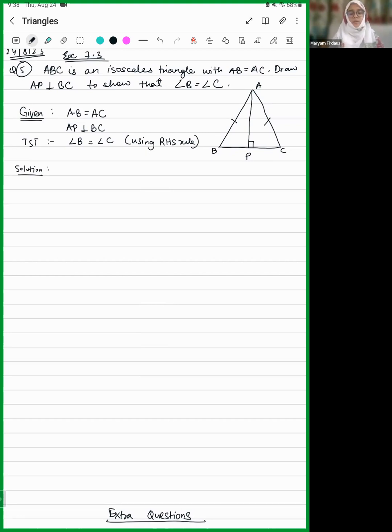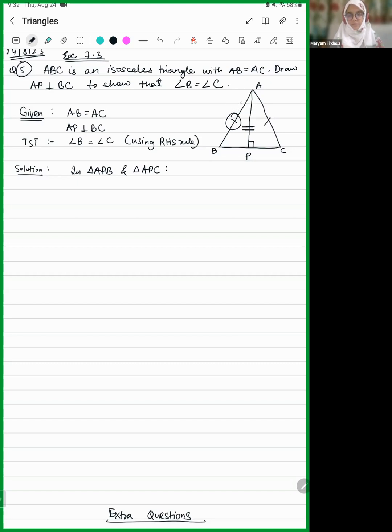Done, ma'am. Okay, fine. So how do we do this? We have to prove that triangles APB and APC are congruent, and that can be done by SAS. Is it going to be SAS or something else? It's not going to be SAS. It's going to be some other rule, RHS. Why not SAS? Because see, this is the side, this is another side, but you don't have the angle between them.